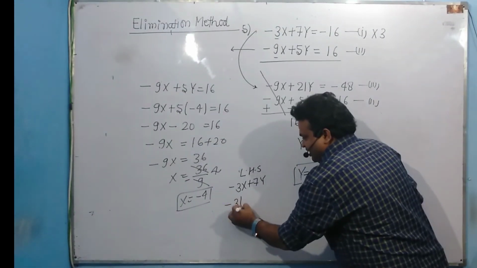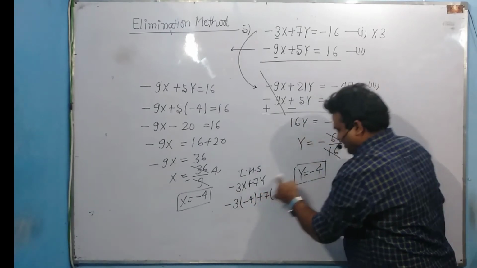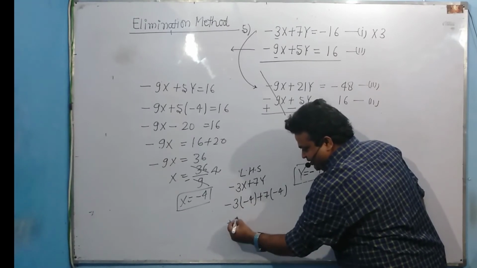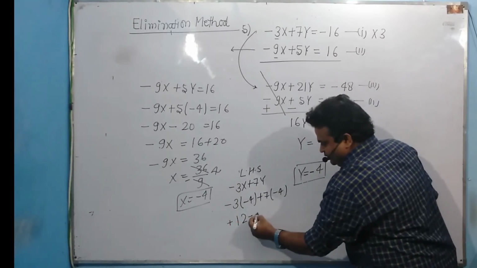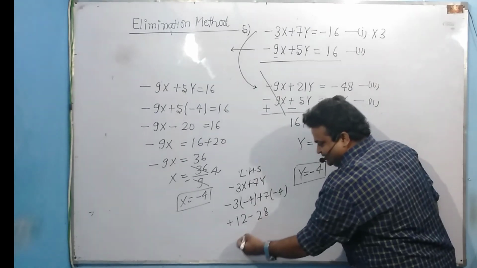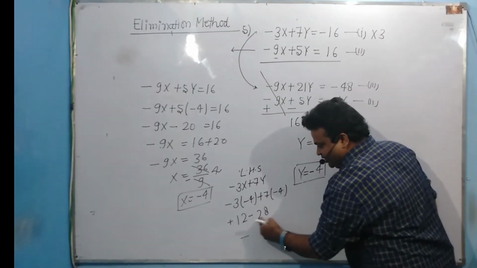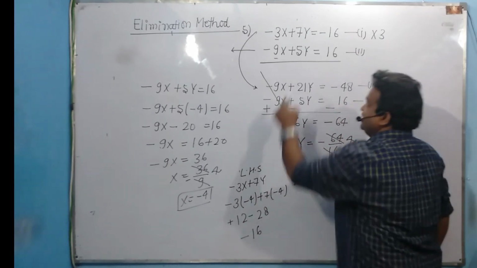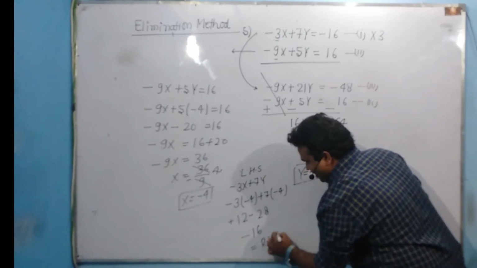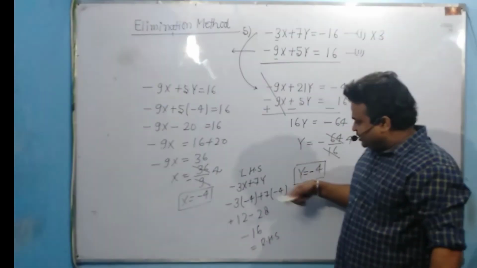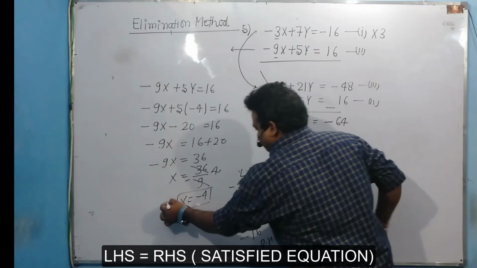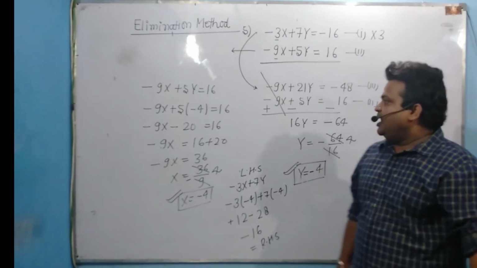So minus 3 multiplied by minus 4 plus 7 multiplied by minus 4. So this minus becomes positive. 3 fours are 12, minus 7 fours are 28. So 12 is a positive value and 28 is a negative value. The higher value has the sign with this 28, so this value is negative. 28 minus 12 comes 16, so minus 16. And this is absolutely equal to my right hand side value. So I started by checking the equation from the left hand side, and it is equal to the right hand side. It means that my x equal to minus 4 and y equal to minus 4 are correct.